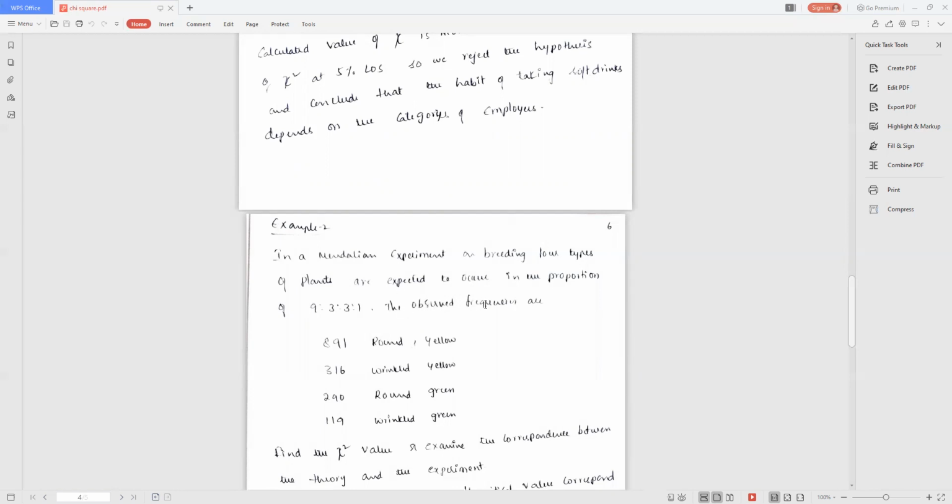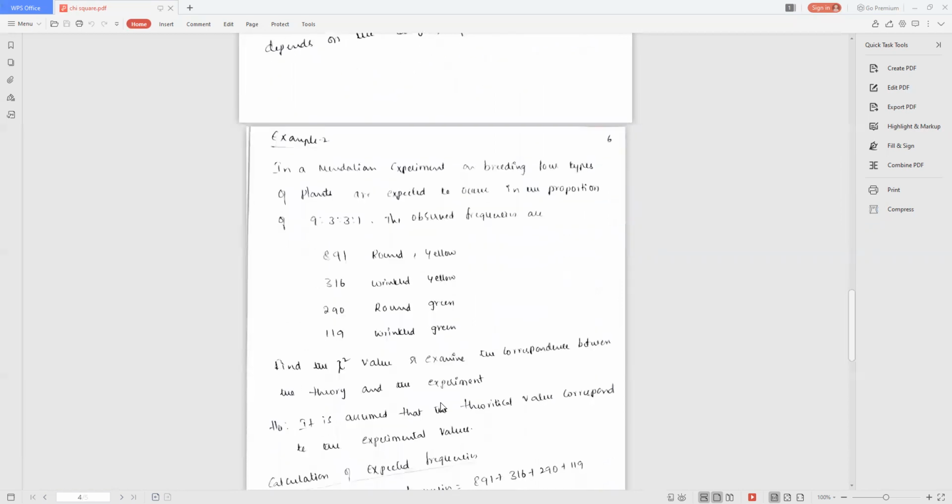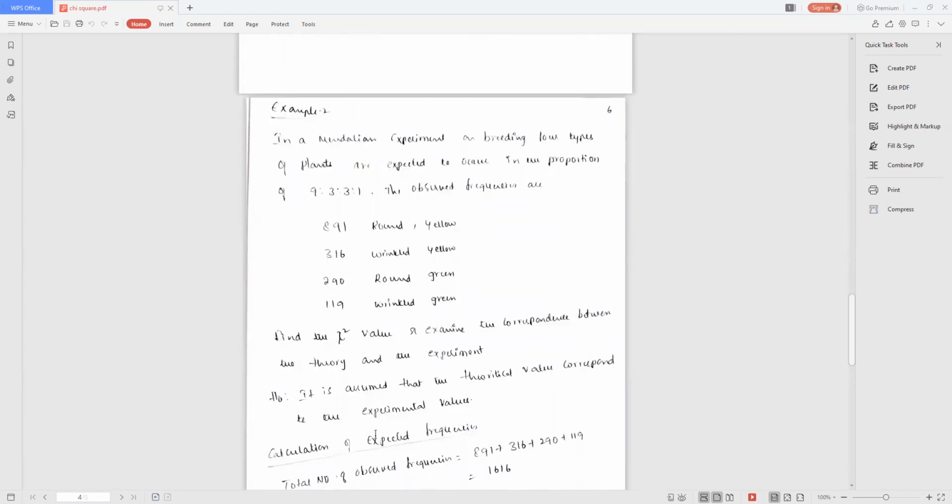That means, with observed frequencies, we definitely have to go for the chi-square distribution. The observed frequencies are 891 round yellow, 316 wrinkled yellow, 290 round green, and 119 wrinkled green. Find the chi-square value and examine the correspondence between the theory and the experiment. We have to find the discrepancies between the theory and the experiment here.